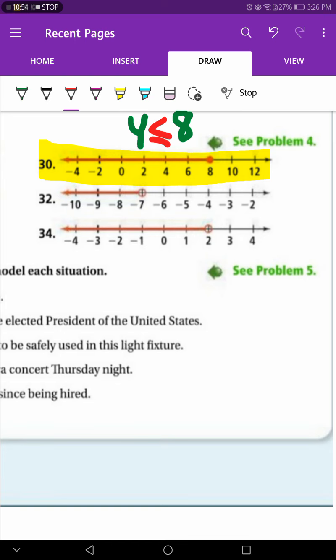Ryan, how do we know it's less than or equal? Because the arrow goes to the left and the circle is not empty, it is filled, yes? Yes. So going to the left means less than. Now 31.